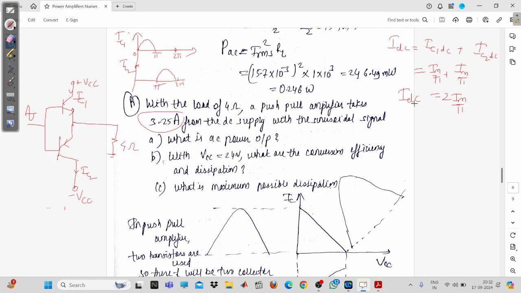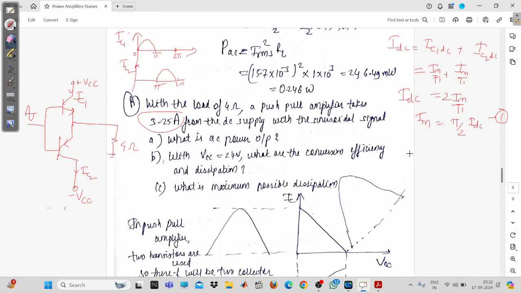So you can easily calculate the value of Im, because we want to calculate the AC power output. And AC power output will be what? VRMS into IRMS, and VRMS will be VM by root 2. So pi will go here and 2 will come in the denominator. This is the IDC. So now this is the first equation. I think you will have to write this as equation number 1.